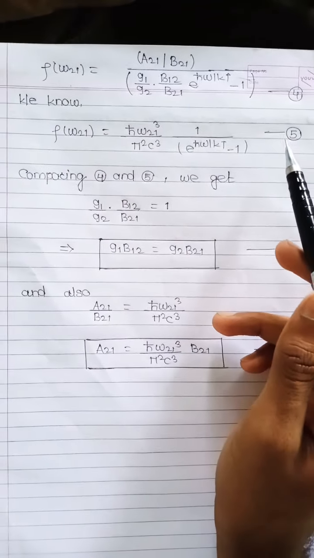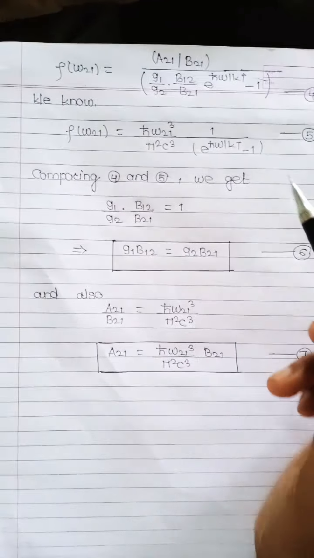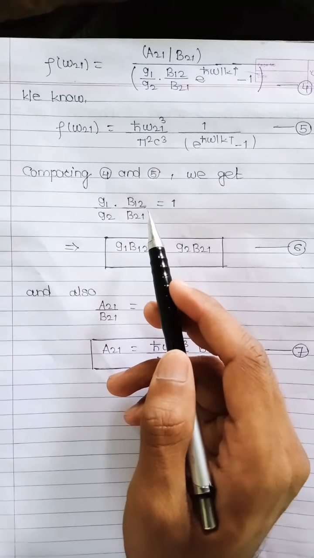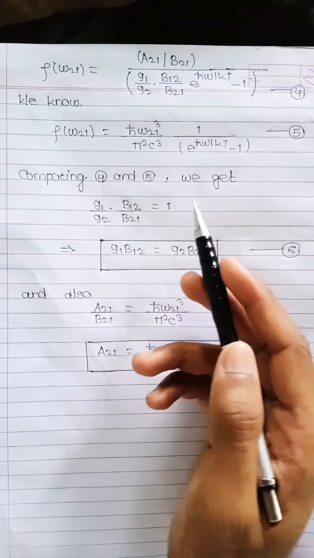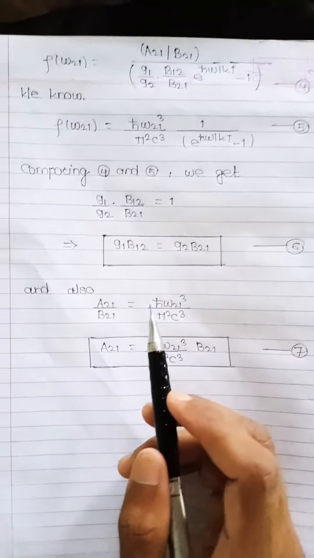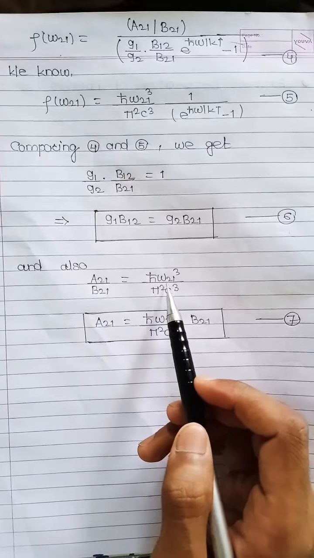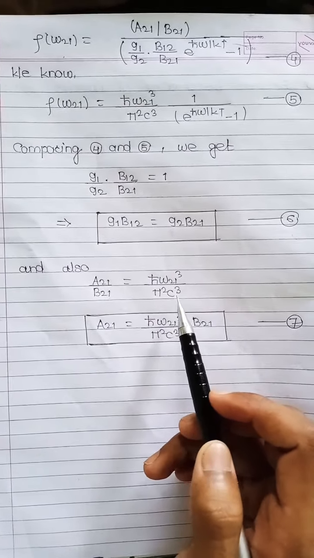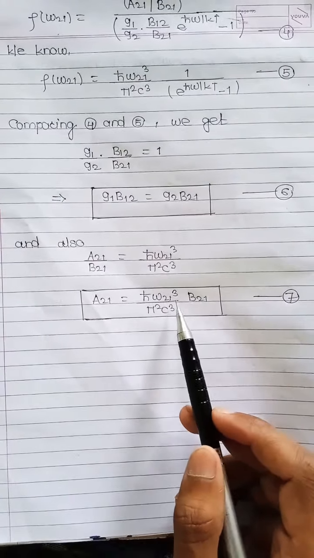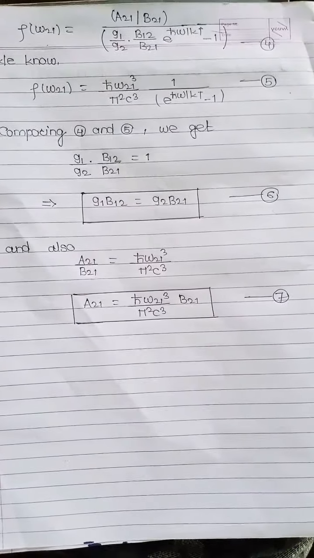Equation 4 and Planck's law are identical if and only if g1 upon g2 into B12 upon B21 is equal to 1, that is g1 B12 is equal to g2 B21, and one more condition is that A21 upon B21 is equal to h cross omega 21 cube divided by pi square c cube, that is A21 is equal to h cross omega 21 cube divided by pi square c cube into B21.